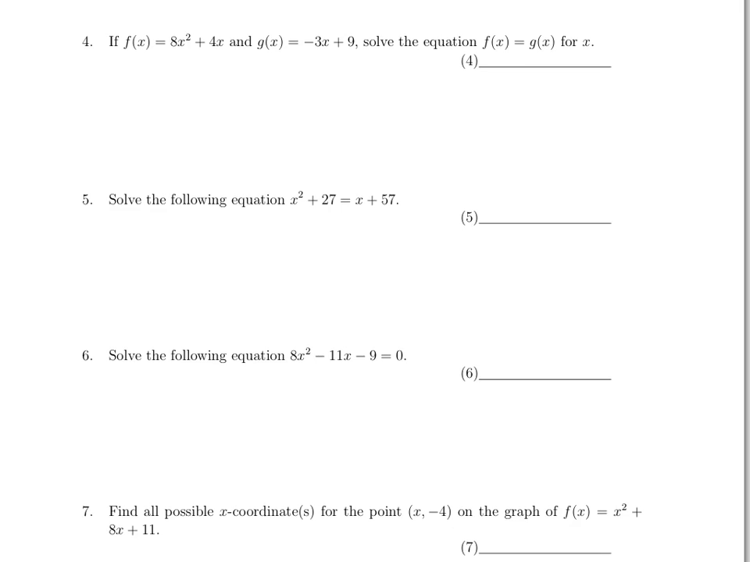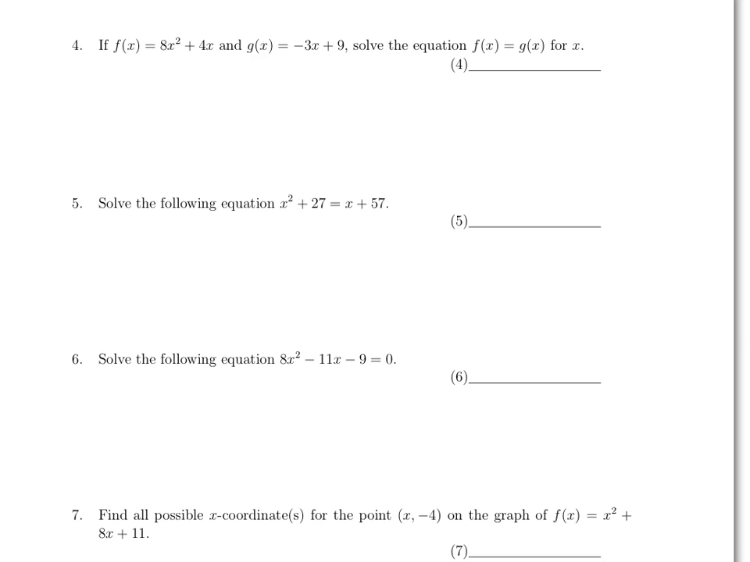In number 4, we are trying to solve the equation f of x equals g of x. We know that if we were looking at graphs of f of x and g of x, then this would indicate where the two graphs intersect each other. But there are no graphs here.